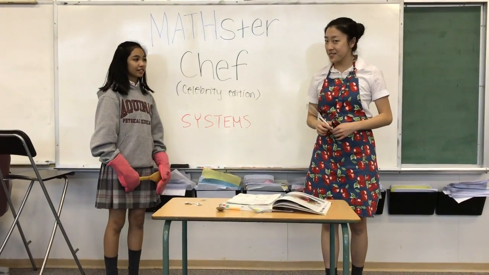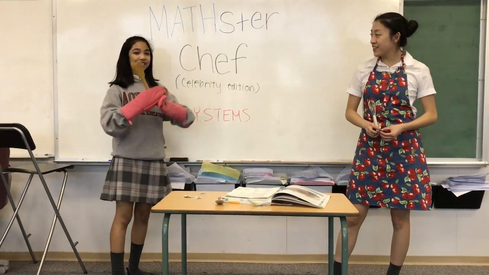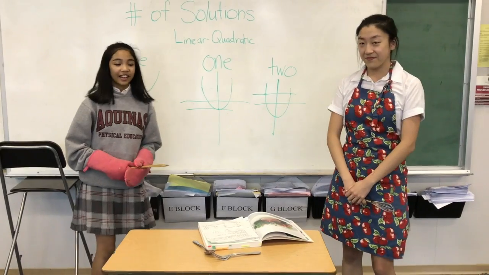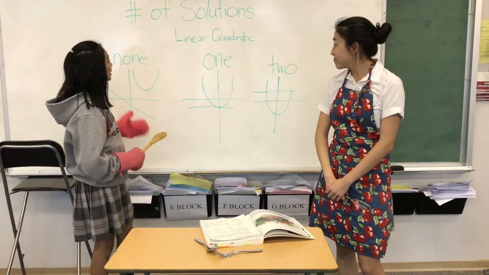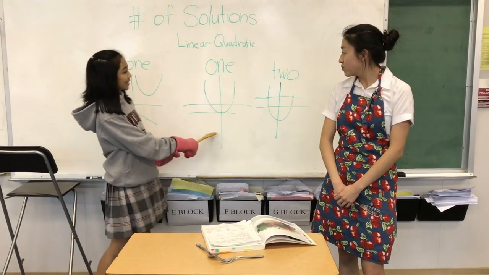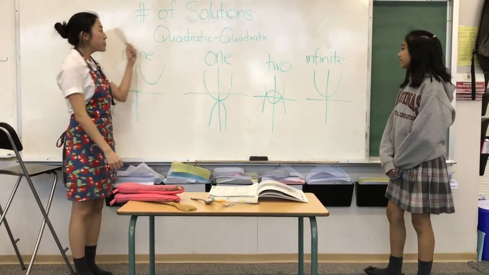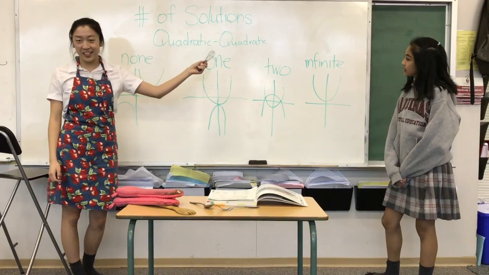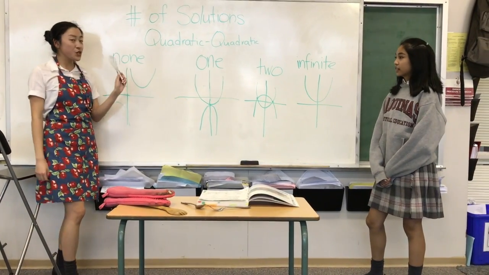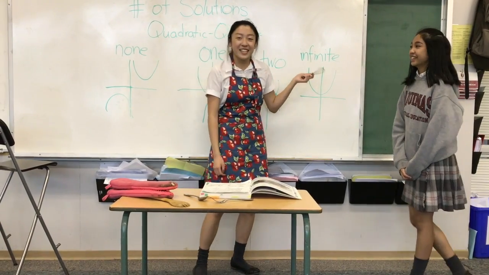What does it mean to solve a system? To solve a system, you find where the two equations intersect. For linear quadratic systems, there can either be no solution, one solution, or two solutions. The number of solutions for quadratic systems can be no solution, one solution, two solutions, or infinite solutions.